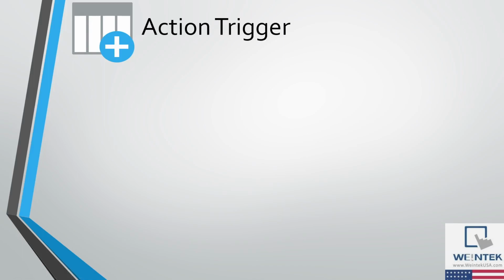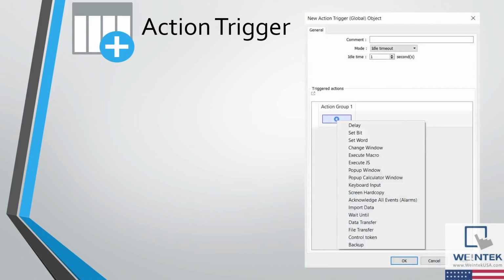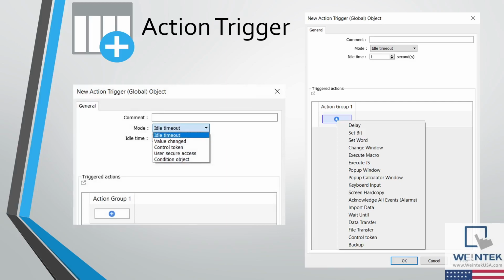An action trigger object is capable of carrying out a number of different actions, some of which cannot be performed directly by a macro. It supports up to 5 different modes: idle timeout, value changed, control token, use secure access, and condition object.